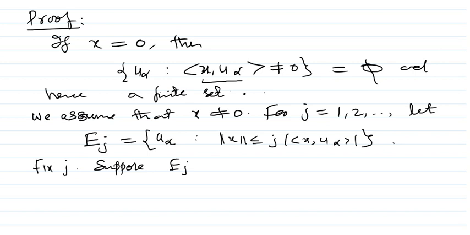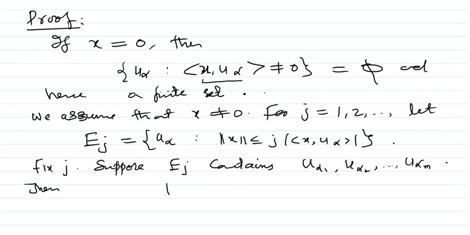Suppose Ej contains, say, these elements: u alpha 1, u alpha 2, ..., u alpha m. Then they are all in Ej.